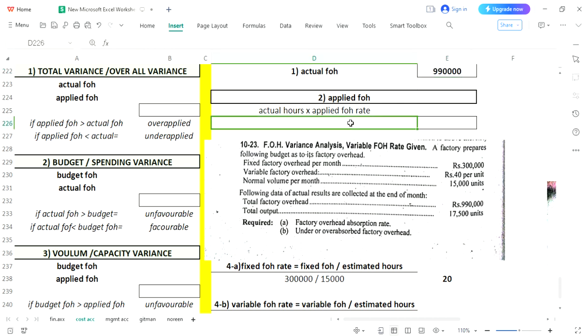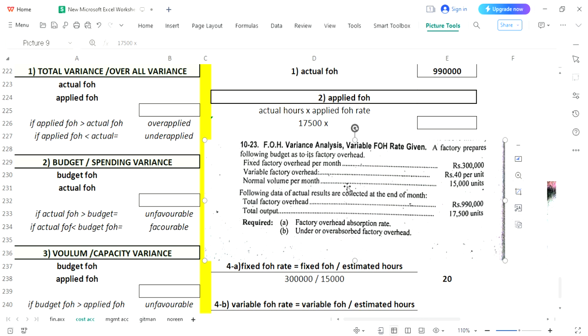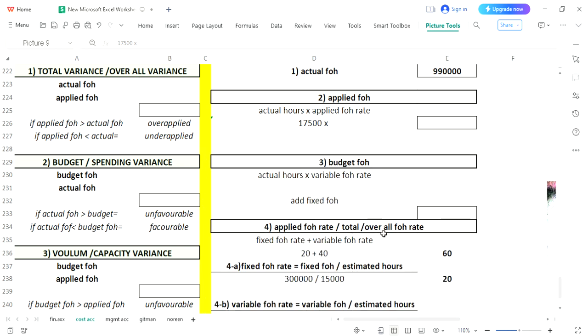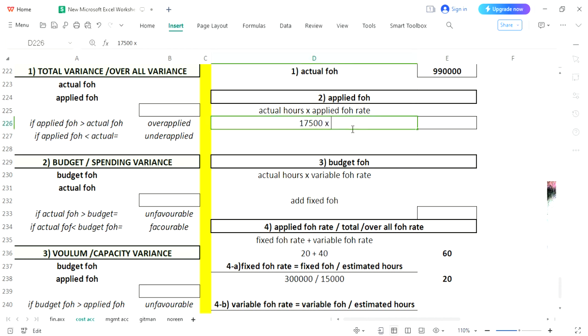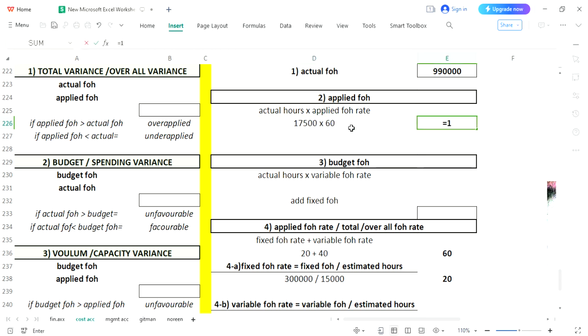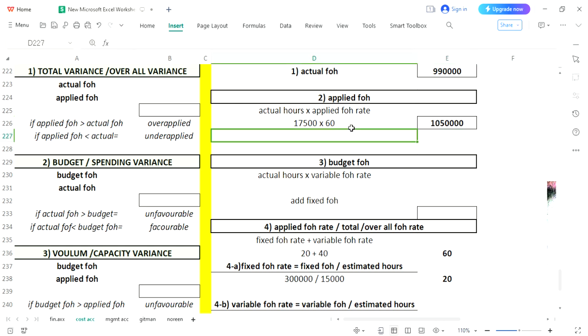Second is to see applied FH. For that we need actual hours. Total output 17,500 under the heading of this actual result. So 17,500 is your actual hours. You need to multiply it with what? Applied FH rate. For that purpose, look here. Applied FH rate has already been calculated, that is 60. Put here 60, statement is completed, time to calculate it. So 17,500 would be multiplied by 60. So applied FH is also calculated.